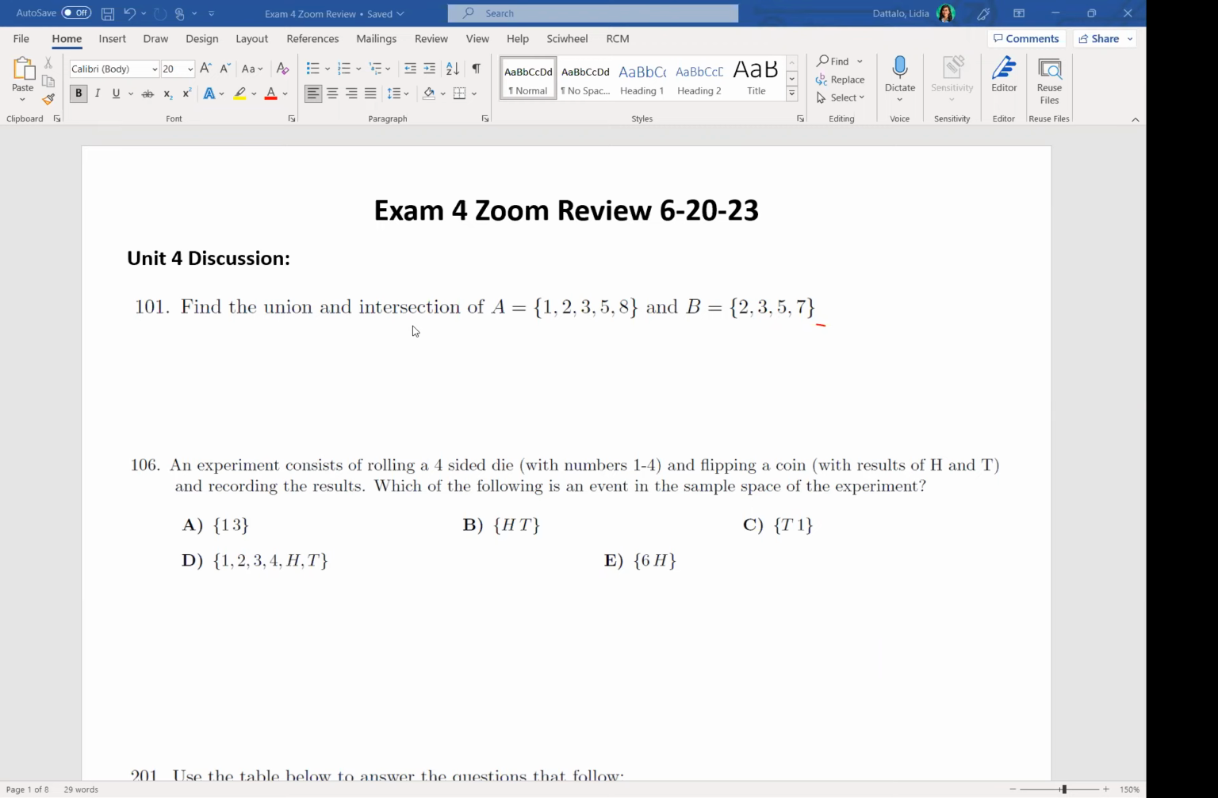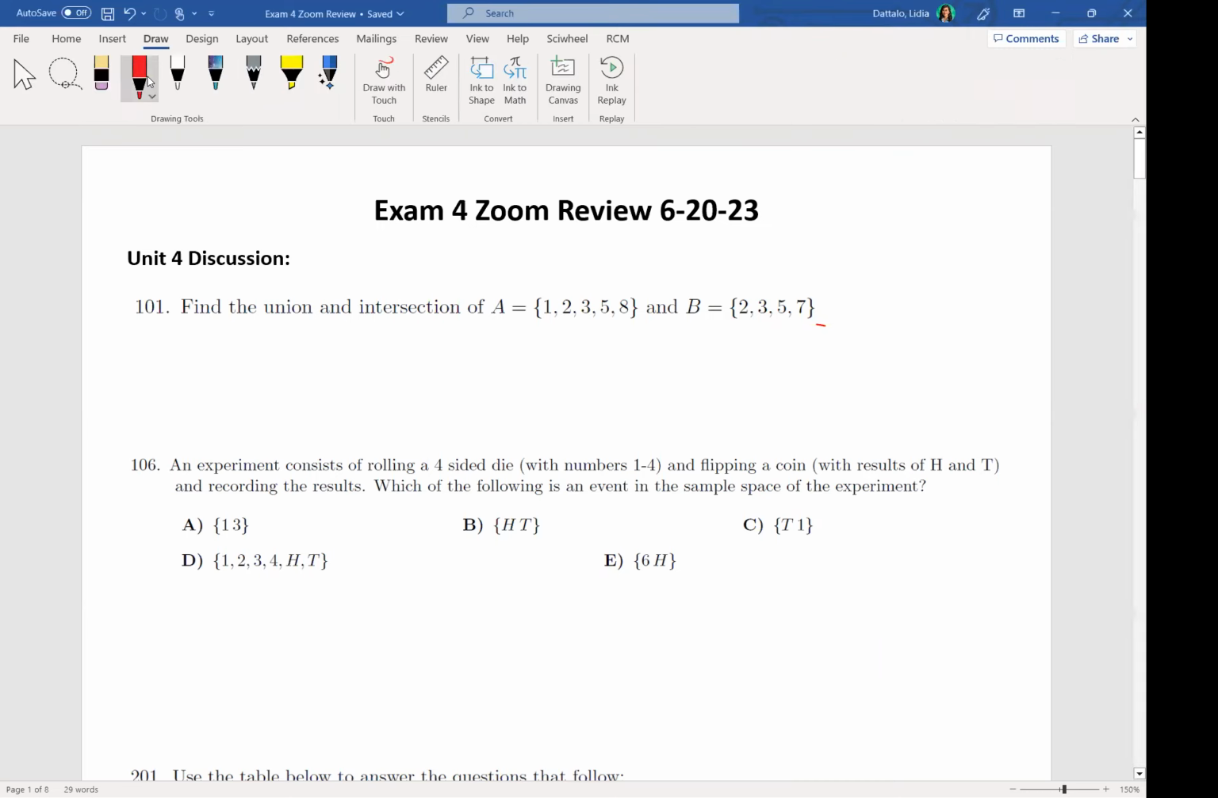these were some of the problems that came from the Unit 4 discussion. So let me go ahead and work these out. These problems were actually from the exam 4 review that had sample A and sample B and sample C. So I'm going to work these out first. And I also added some additional problems from these sample reviews. So let's look at the first one.